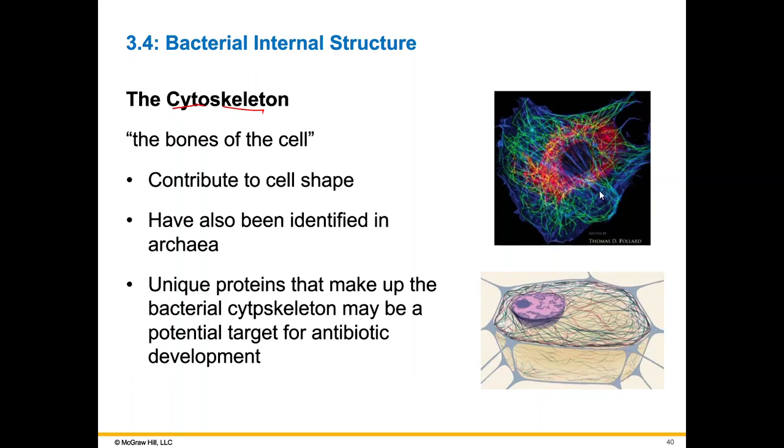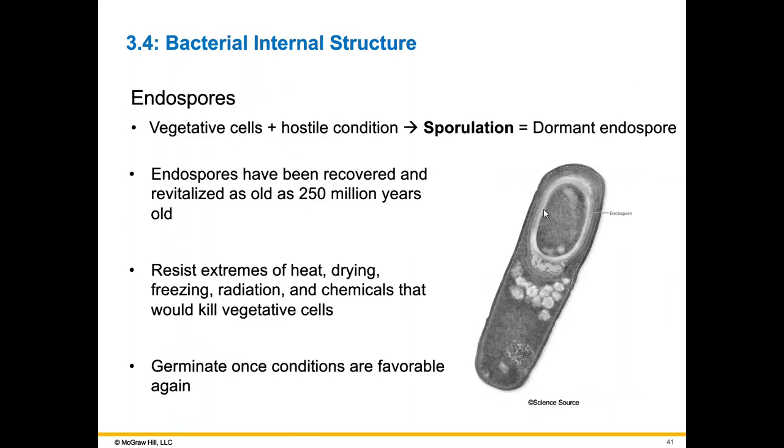So what you're seeing here is a confocal microscope image using fluorescence technology of the various types of tubules. There are filaments and tubules, we'll say, that you'll see in the cytoskeleton. There we go.